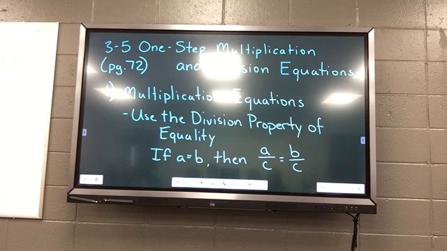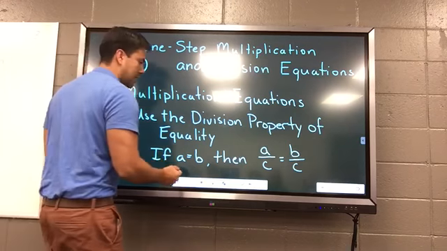Ready? If x is being multiplied by, let's go with 4, what undoes that multiplication of 4? Divide by 4, because 4 over 4 is 1, and x times 1 is x. Interesting.